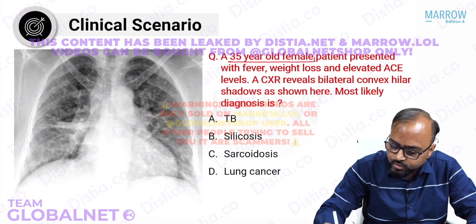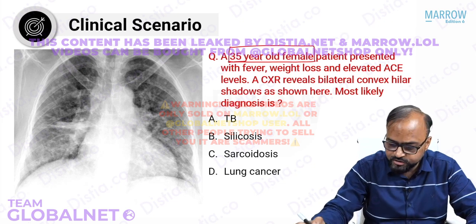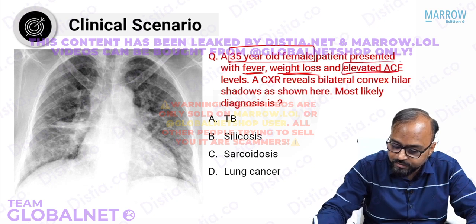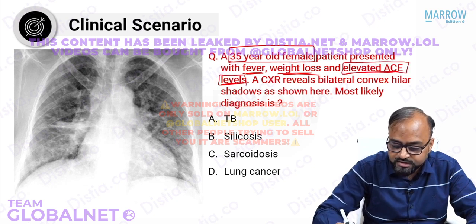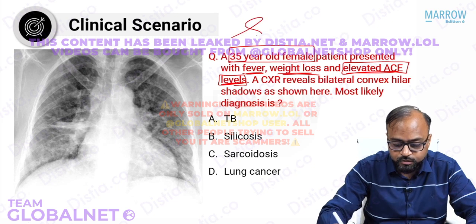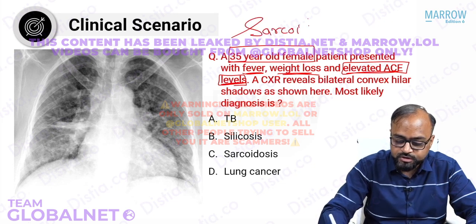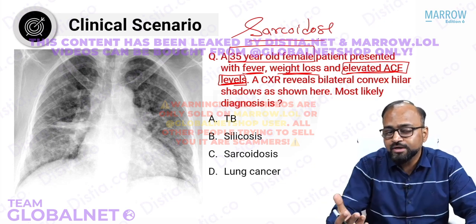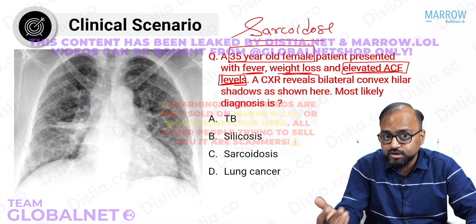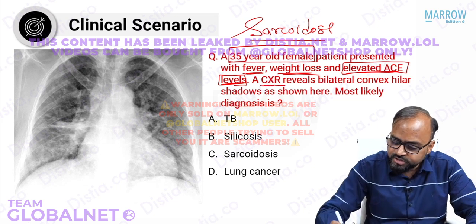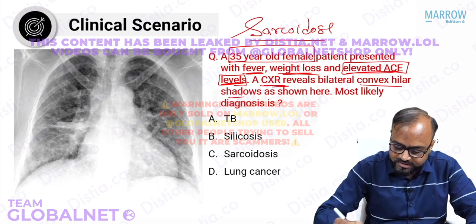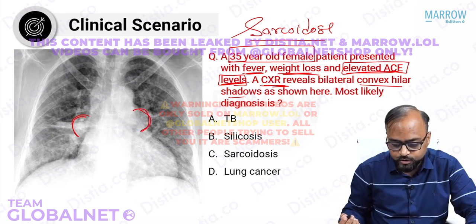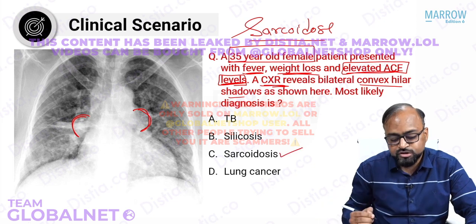A 35-year-old female, right? So this is a middle-aged female, presented with what? Fever, weight loss, elevated angiotensin converting enzyme level. So this is a clincher for sarcoidosis, remember. Can it be tuberculosis, right? But tuberculosis will not show elevated ACE. Elevated ACE is a clincher for sarcoidosis. Chest X-ray reveals bilateral convex hilar shadows because there is bilateral hilar lymphadenopathy in sarcoidosis. So the diagnosis here is sarcoidosis.